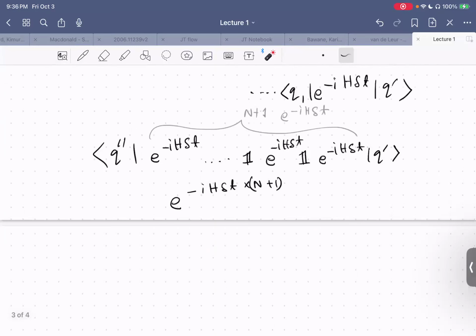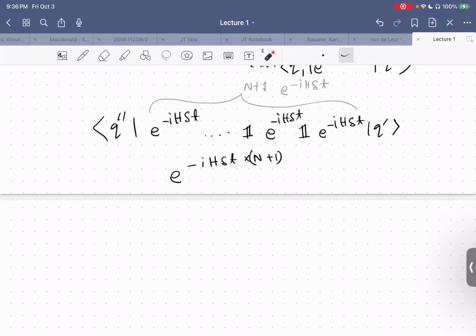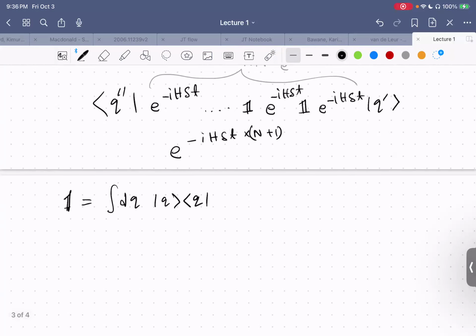But the trick is to replace these identity operators by what is called a resolution. There are many ways that you can write down the identity operator, and we are going to write it down using our position eigenstates. What that means is that each identity operator, you can replace by an integration over all positions, and then the position eigenstates. This might be familiar to you from quantum mechanics, but if it is not, please let me know, then I can explain.